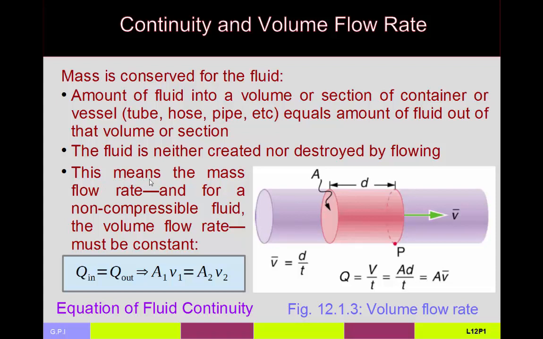And what this means is that the mass flow rate, and since it's a non-compressible fluid, therefore the volume flow rate, is constant. So that means that Q in is equal to Q out, or cross-sectional area 1 times the speed through that cross-section must equal cross-sectional area 2 times the speed of that cross-section. And this is what's called the equation of fluid continuity.